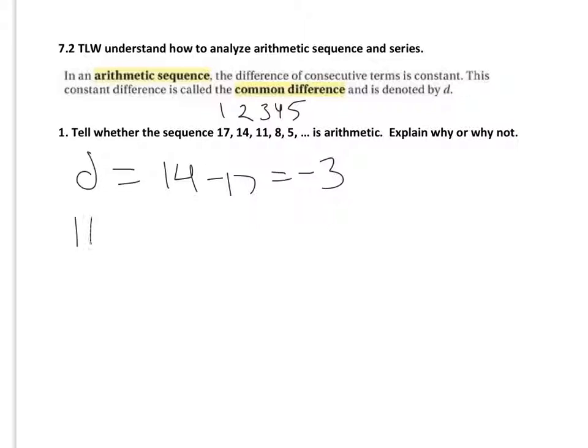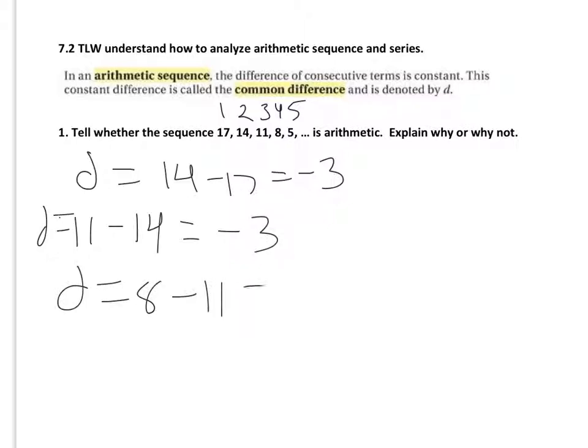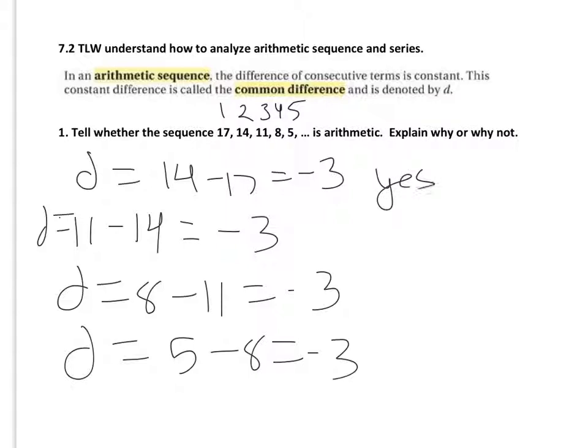So check. 11 minus 14. You get negative 3. Do 8 minus 11. Negative 3. Do 5 minus 8. You get negative 3. So tell whether yes, because it has a common difference of negative 3.